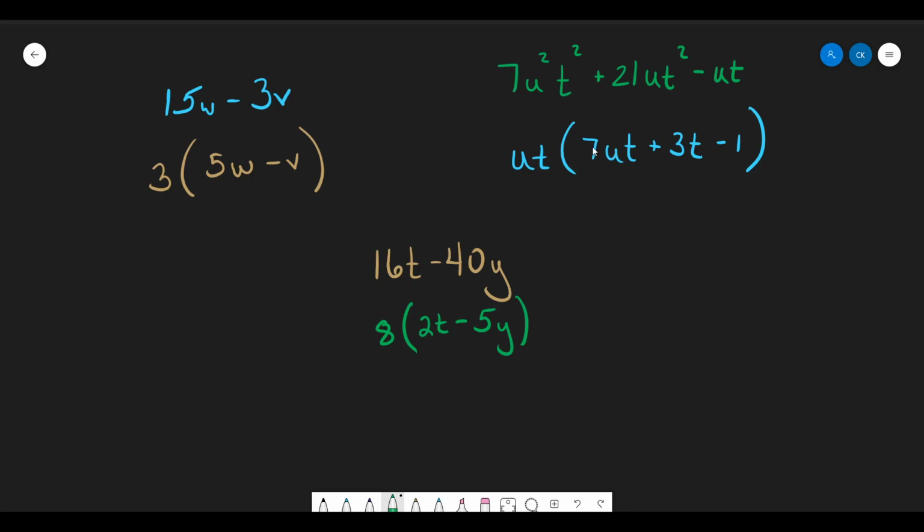7 divided by 1 is just 7. U squared divided by u. Subtract the exponents. You get 1, or just u. Same with the t. 2 minus 1 gives you 1, or just t.